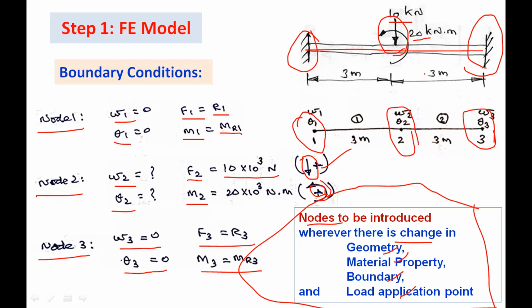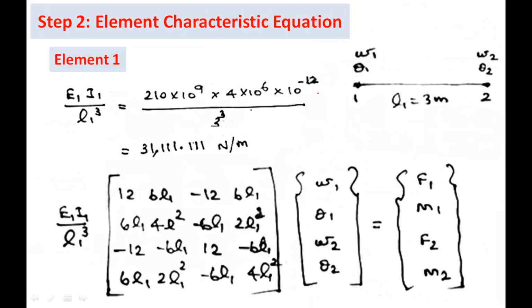With these boundary conditions, we first have to define the element characteristic equation for element 1 and element 2. Then we have to assemble them to form the global characteristic equation. The element characteristic equation first for element 1: here element 1 is shown, with node 1 and node 2 and the degrees of freedom W1, theta 1, W2 and theta 2. The length of the element is 3 meter.